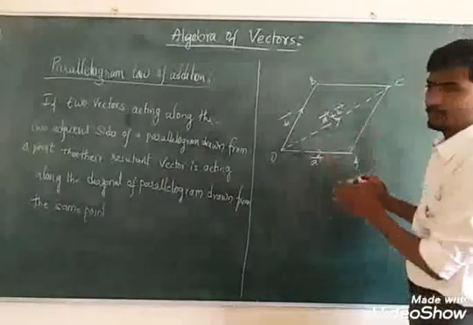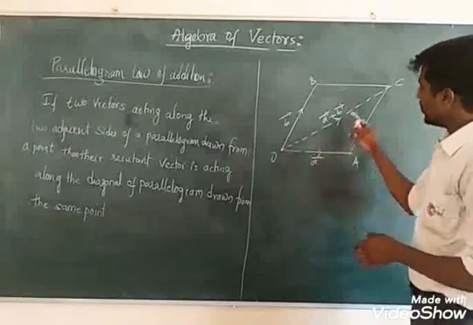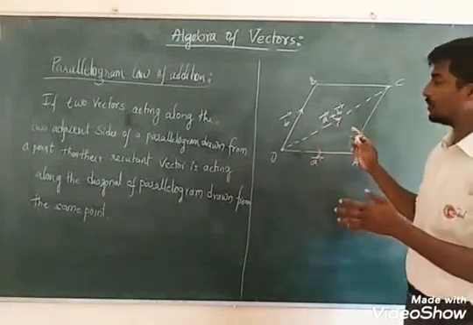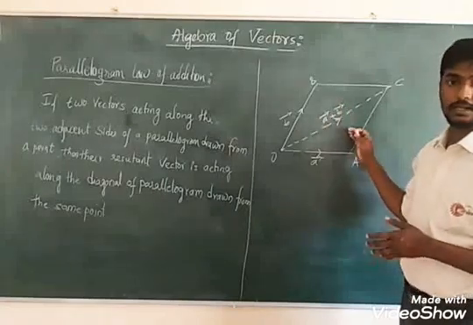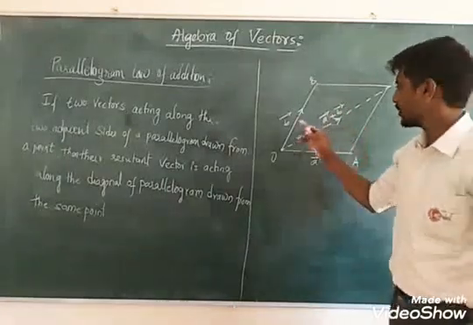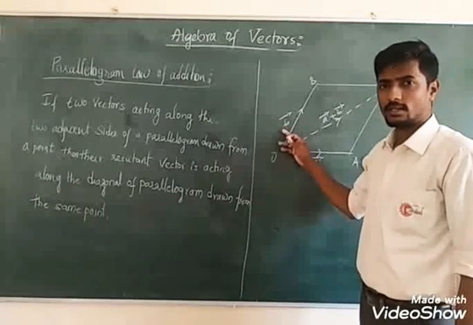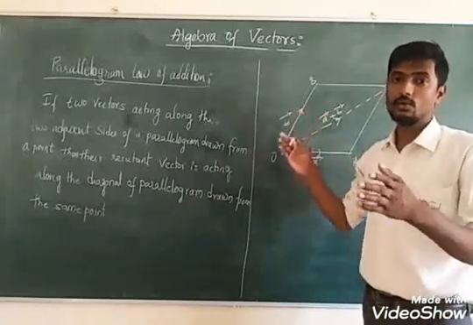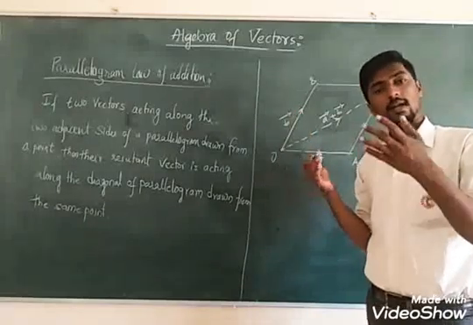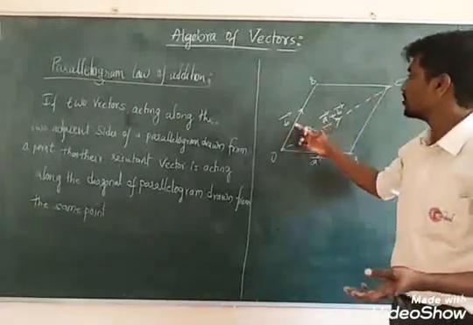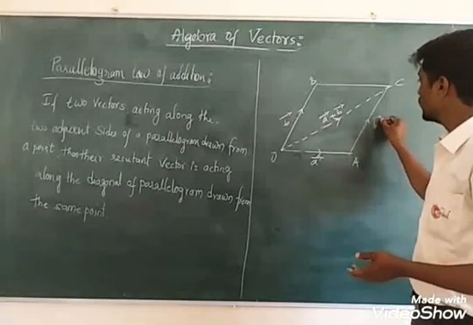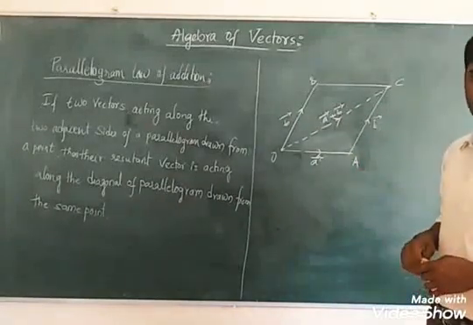So look at the diagram. This OC is the diagonal and it divides the parallelogram into what? Triangles. Definitely, if I say this is vector B traveling in this direction, and we know that in a parallelogram two opposite sides are equal, meaning they are in the same direction, then definitely this will also be vector B in the same direction.